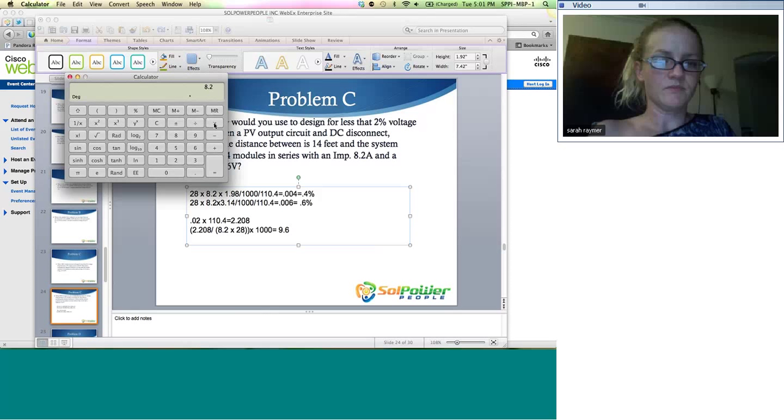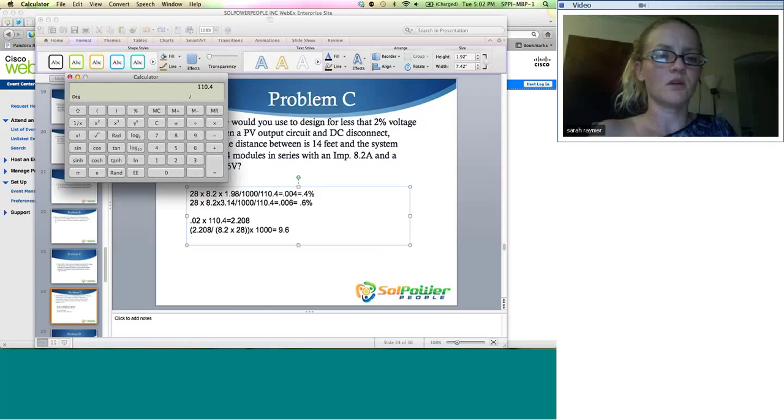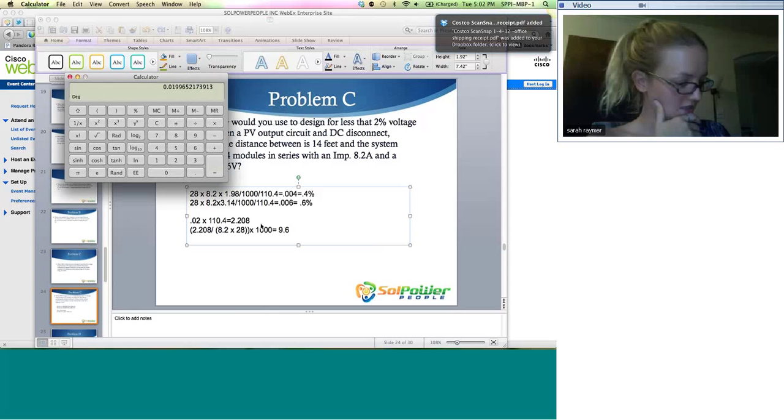Oops. That's where I was supposed to put that number in. All right. So 28 times 8.2 times my crazy 9.6 divided by... Actually, I think 9.6 is going to be exactly right. There you go. 1,000 divided by 110.4. So, that's right, but the point is, the equation works.